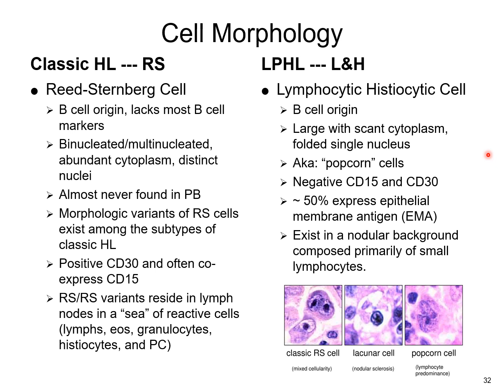About 50% will express epithelial membrane antigen, and they exist in a nodular background composed primarily of small lymphocytes. So whereas you can see a variety of cells for the Reed-Sternberg, with this particular one, you're just going to see those small lymphocytes. So you can see here where you've got the popcorn cell. In this image here, you can see that nucleus has a weird look to it versus your Reed-Sternberg cells.